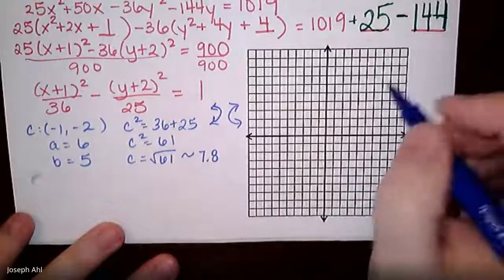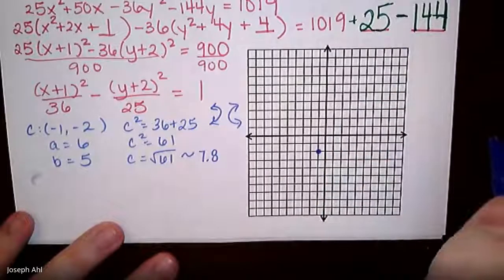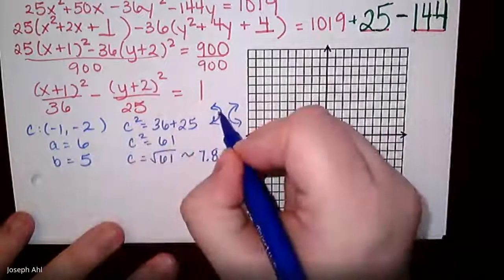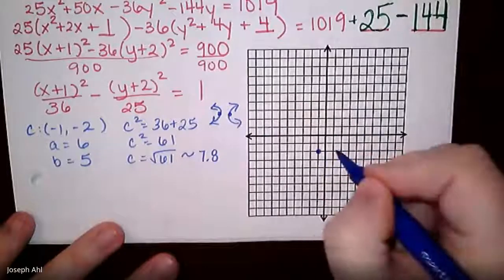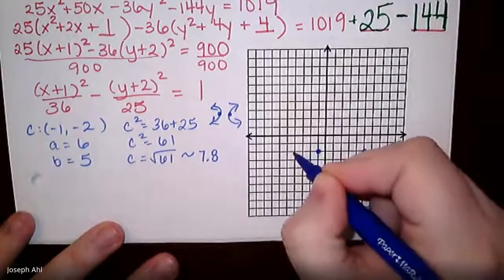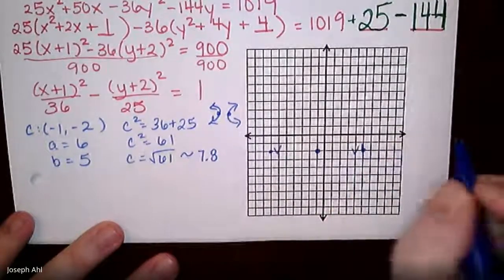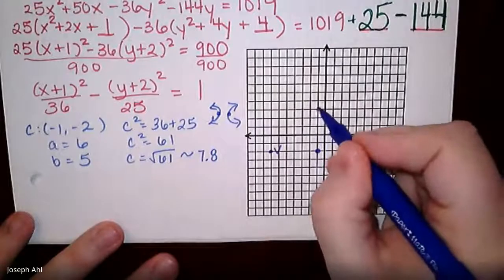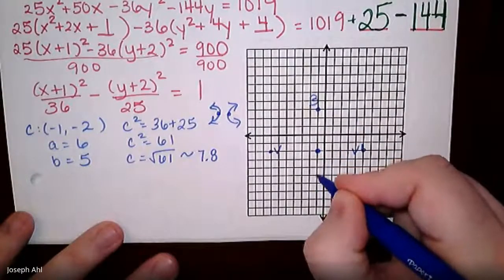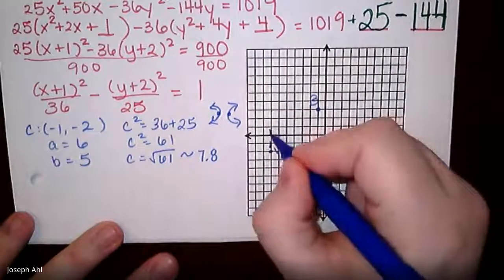Okay, let's get right to the plotting then. We've got (-1, -2) as the center. Since the value of a is 6, that's going to get me to the left and right points of the vertices. That's 6 to the right, 1, 2, 3, 4, 5, 6 to the left. Here's v and v prime. If you go up 5 and then down 5, that's going to get you to the ends of the conjugate axis.